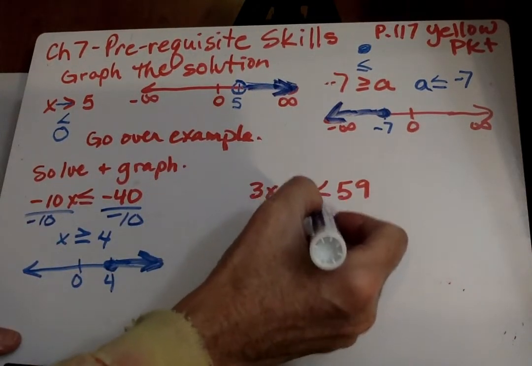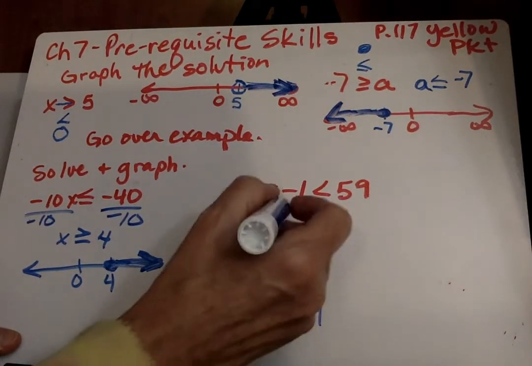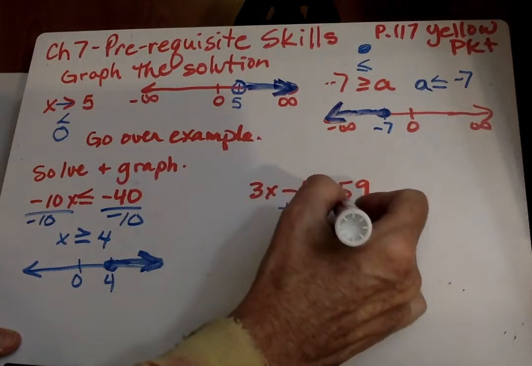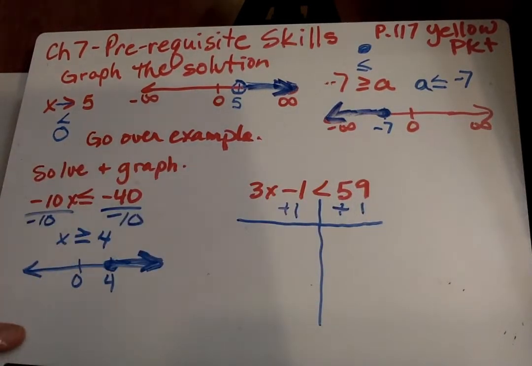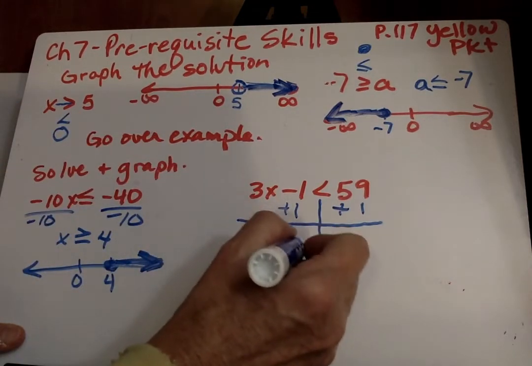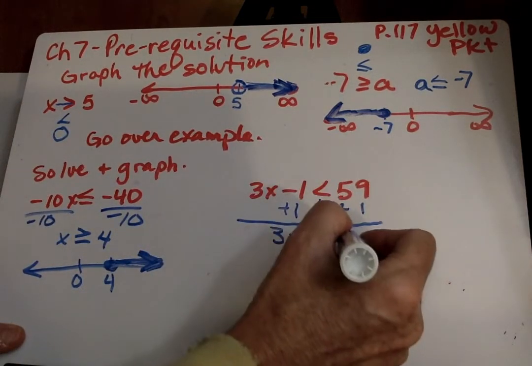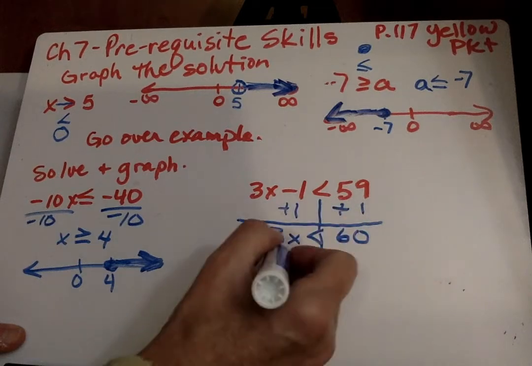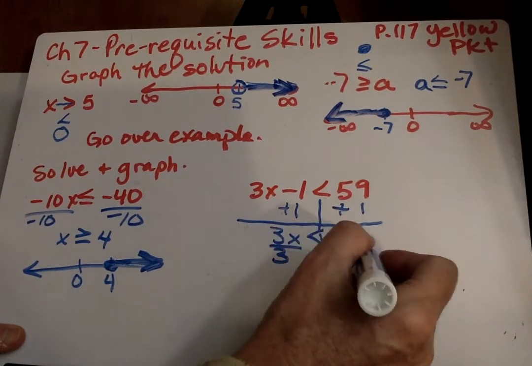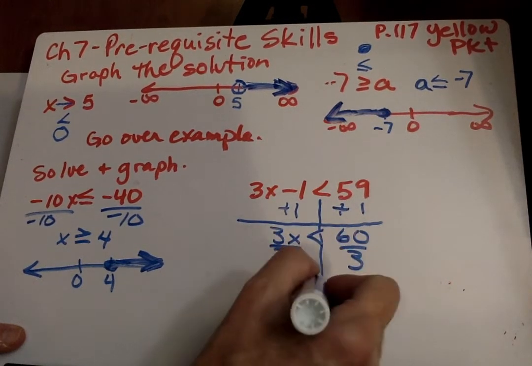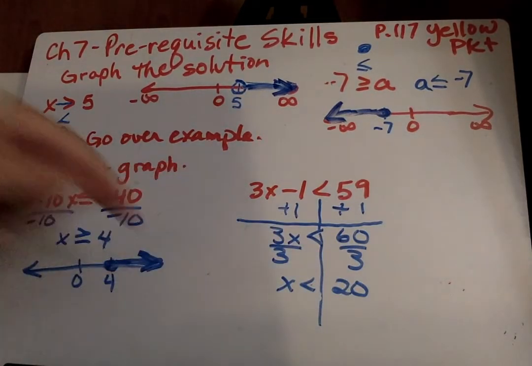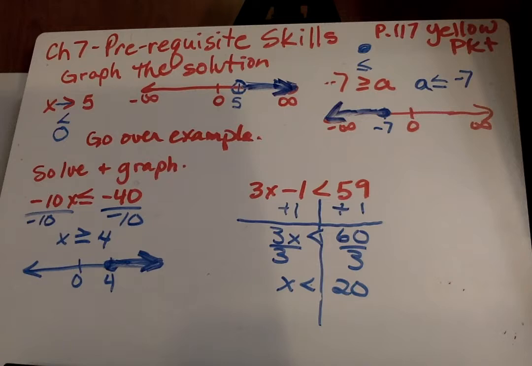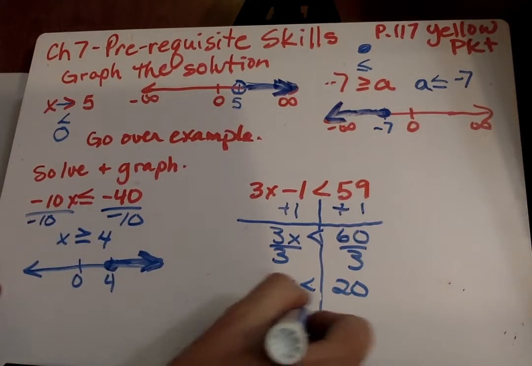Again, we can treat this like an equal sign. Draw the line down. We're going to add 1. And we only need to be concerned if we multiply or divide by a negative number. Otherwise, we leave the sign the same. Divide by 3. And say, do we multiply or divide by a negative number? Nope. Okay. So we do our number line here.